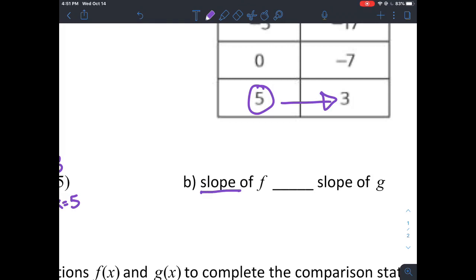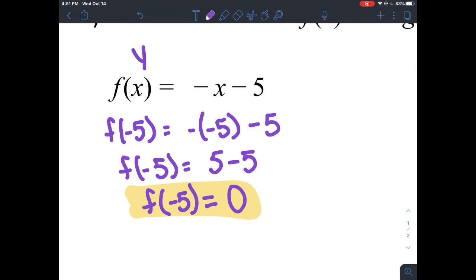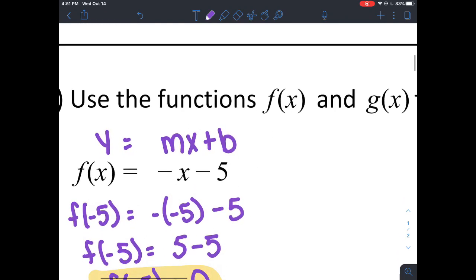Now we're going to look at the slope of f and the slope of g. Remember, slope is rise over run. It's also the difference of the y's over the difference of the x's. It's our m value. Any one of those, that's what we're looking for. So for this first one, y equals mx plus b. Our m value is what?